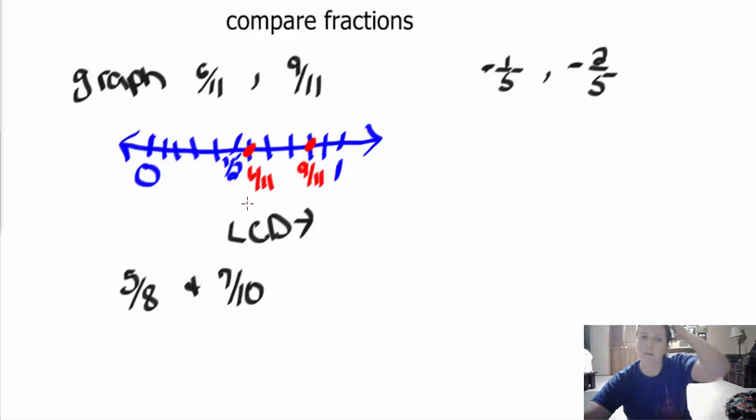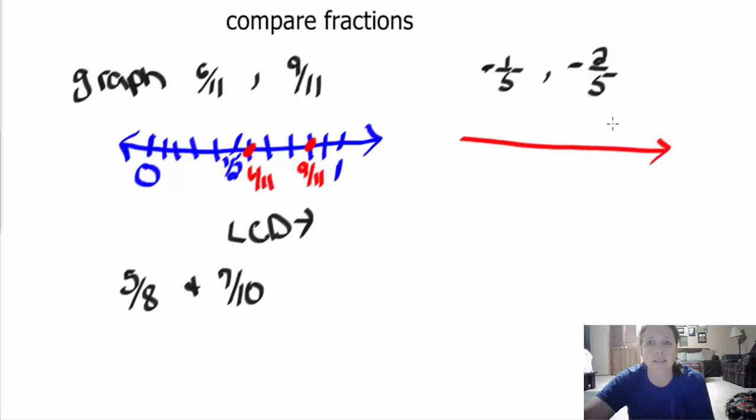For the most part, the biggest thing I'm concerned about is that you would have the 6/11ths close to a half, but still bigger than a half, and you'd have 9/11ths closer to the 1. It's more of an estimate. This would be fine. Okay, so now we're also doing some negatives as well.